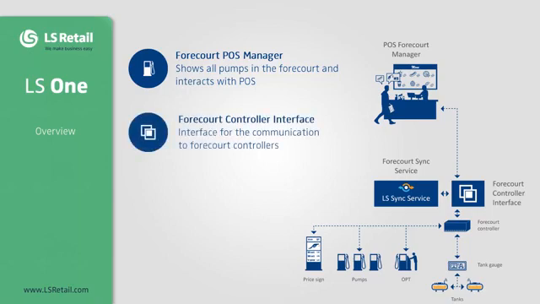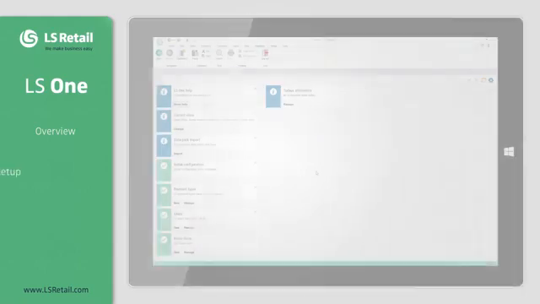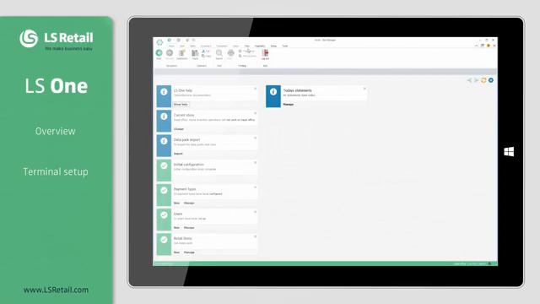The Forecourt controller interface is the interface for the communication to the Forecourt controllers. The LS Forecourt controller supports a number of controller types, such as DOMS, Wayne Fusion, MX 2001, CODAB, and NextGen. The Forecourt Sync service sends pricing to the Forecourt controller, along with retrieving information such as payments and amounts. The connection implements receiving data from the Forecourt controller and selling fuel items in the LS1 POS together with other items. The connection to the Forecourt controller is set up in the Site Manager.